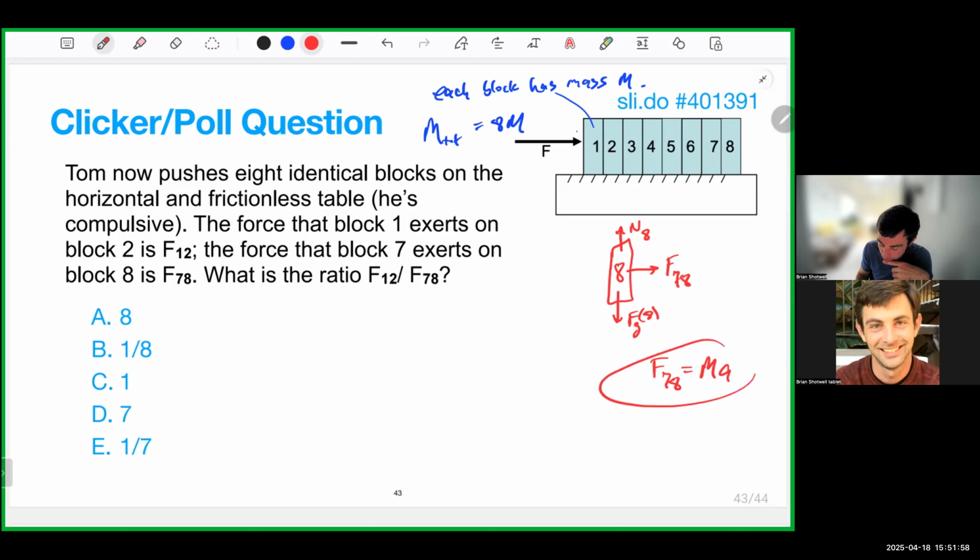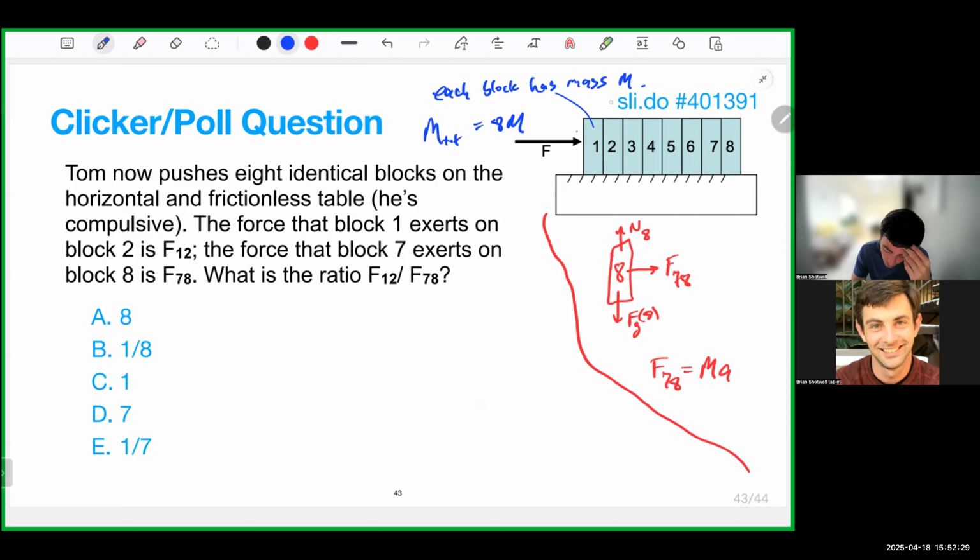So that's going to be some useful information because we're going to get F12 is going to be something else times ma, a number times ma. Maybe that number is 8, maybe that number is 1/8 or something. So we're going to hold off on this info. This info is going to be useful, but not quite yet. Okay, so now we want to compare that force to the one that's acting between blocks 1 and 2.